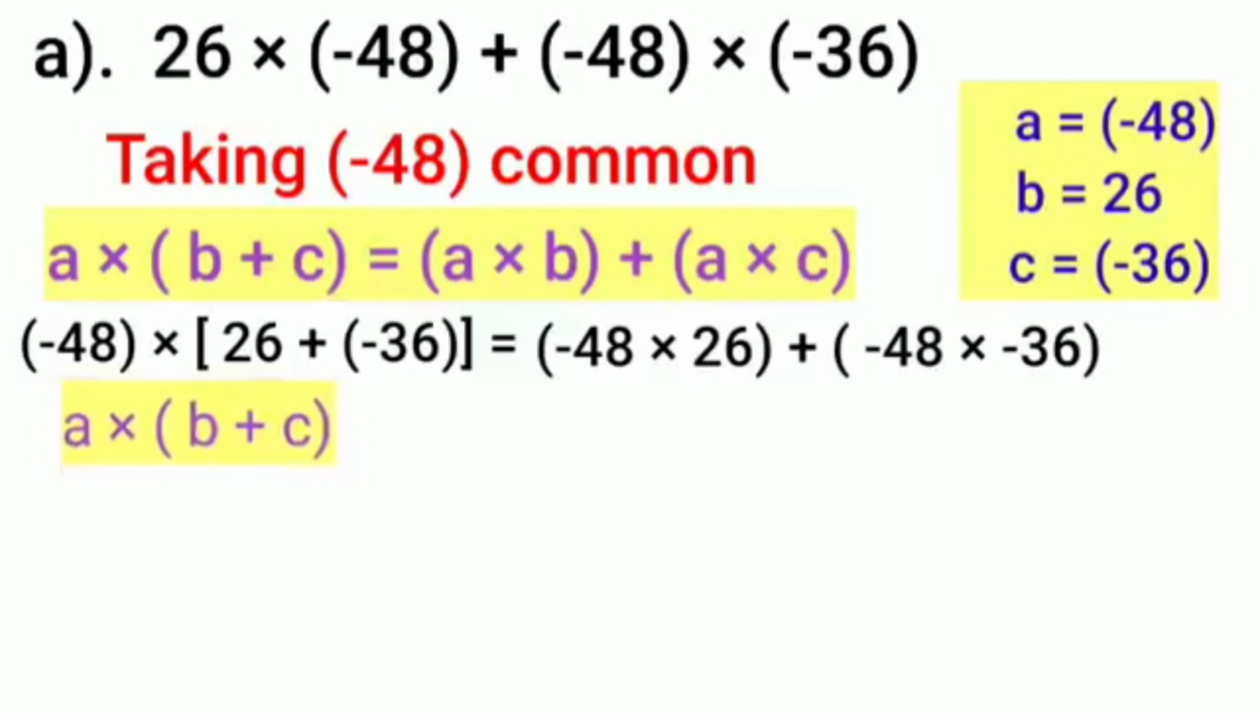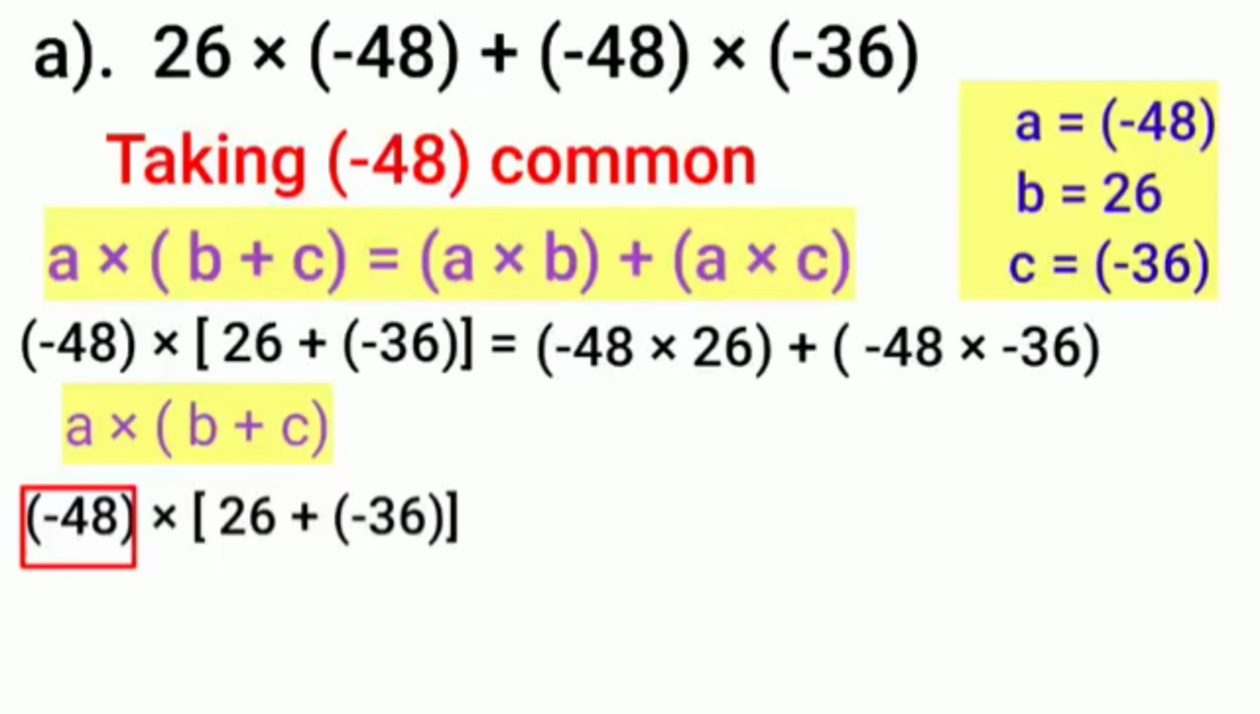So, in the left hand side, A into B plus C. A is equal to minus 48, B is equal to 26 and C is equal to minus 36. So, minus 48 into 26 plus minus 36. As per the property, first add the numbers which are inside the bracket. 26 plus minus 36. Here both the numbers have the unlike sign, so we can't add.